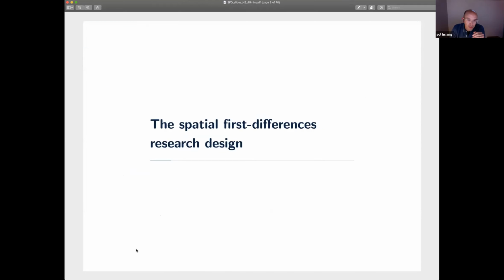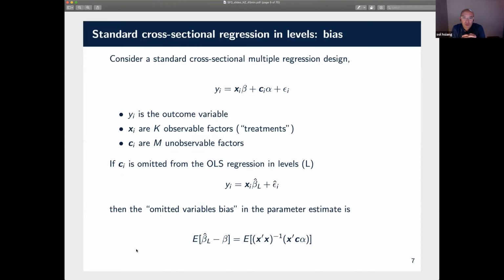Okay, and so let's just jump ahead. So let me set up what the problem looks like. You have your standard cross-sectional regression model.